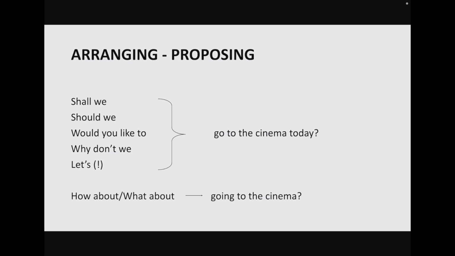Here are some examples on how to arrange a day out. Shall we go to the cinema today? Should we go to the cinema today? Would you like to go to the cinema today? Why don't we go to the cinema today? Let's go to the cinema today. How about going to the cinema? What about going to the cinema?